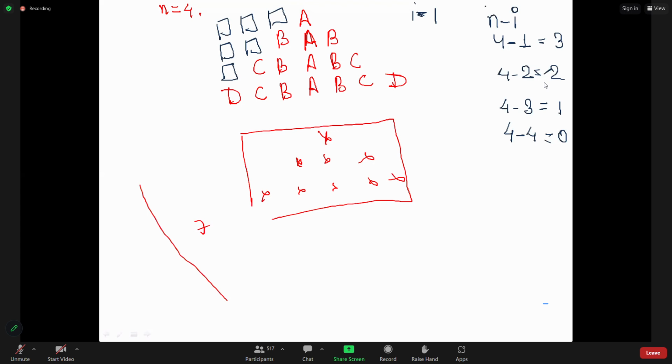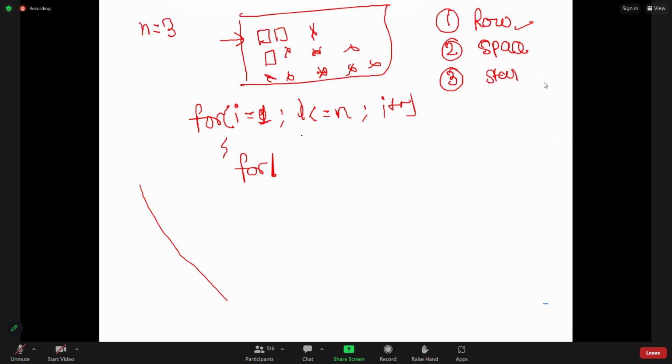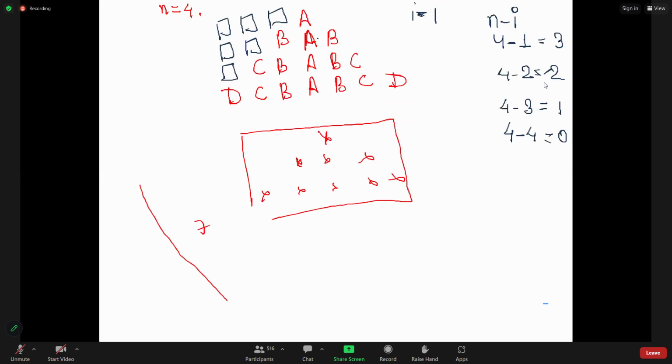So if you put this logic there, n minus i minus 1 is also fine, n minus i is also fine. Okay, once again, from n minus i. What I'm saying is, what is the relation between the number of rows and the number of spaces? The relation between the number of rows and the number of spaces is this. How do I get to know? First you have to think about how it will work. When I thought of it, I got to know this is the thing.